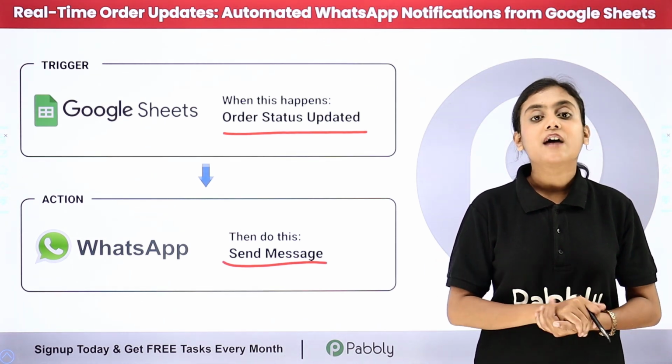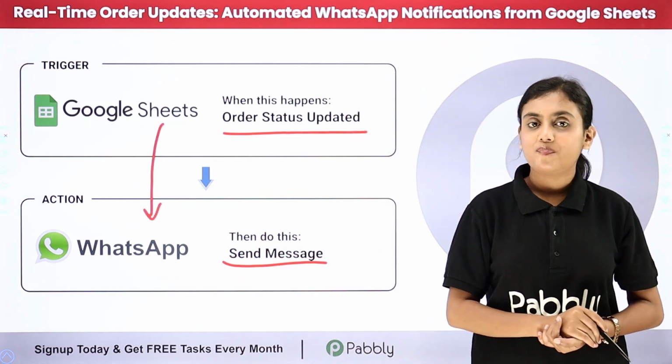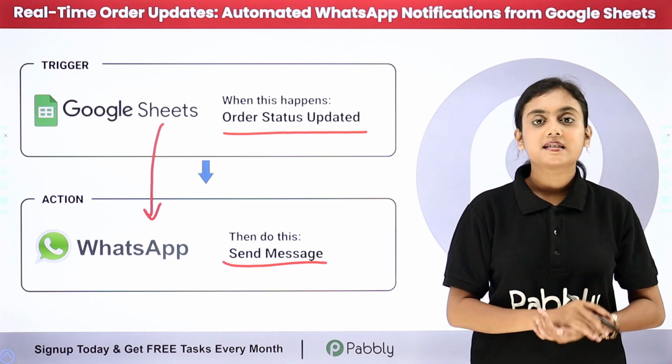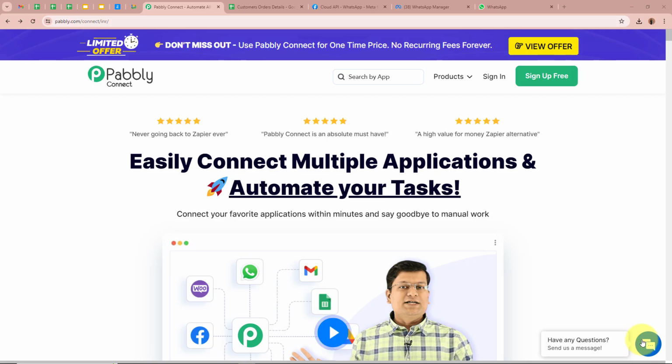And for that, I will be creating an automation between Google Sheets and WhatsApp with the help of Pabbly Connect. So if you want to learn this amazing automation, then let me take you all to my screen. Welcome to my screen. In this video, we're going to learn real-time order updates, automated WhatsApp notifications from Google Sheets.